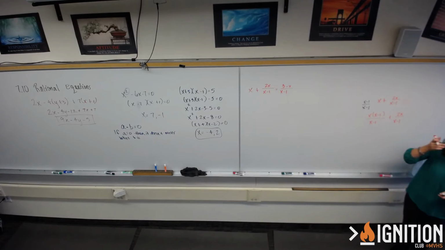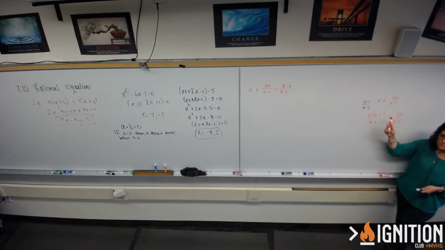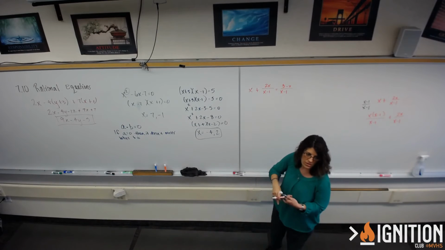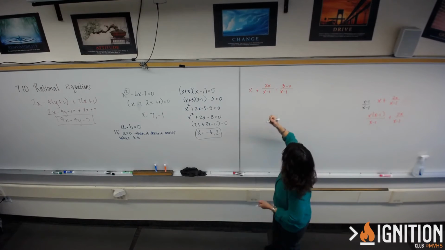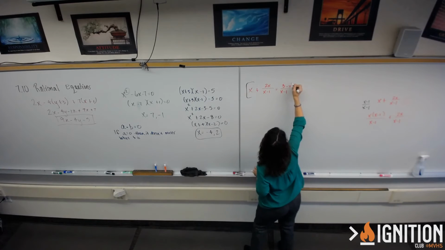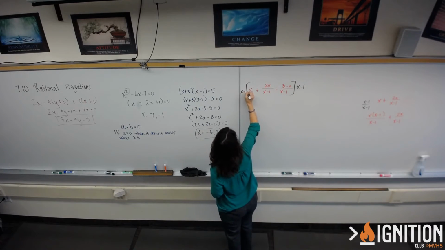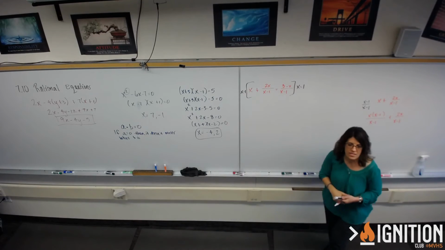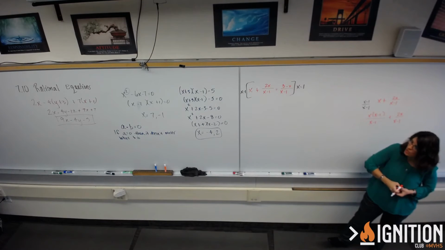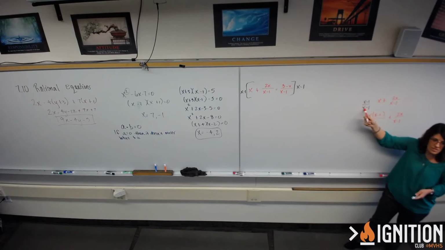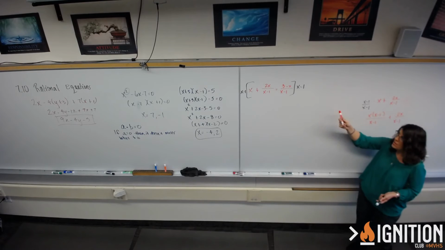Is this done? No. What would you do? Combine both. Distribute? Combine like terms? Okay, so what's the common denominator here? X minus 1. So you're multiplying through by the common denominator. So when I asked why x minus 1, it's because that's the common denominator. Here Nate said, can't you just multiply by x minus 1? And I said, no. But here you can.